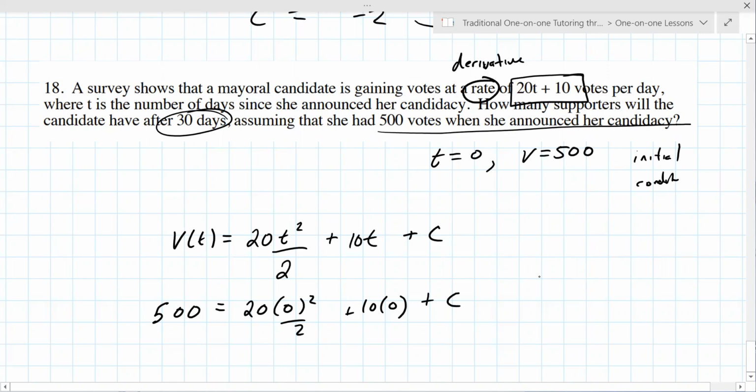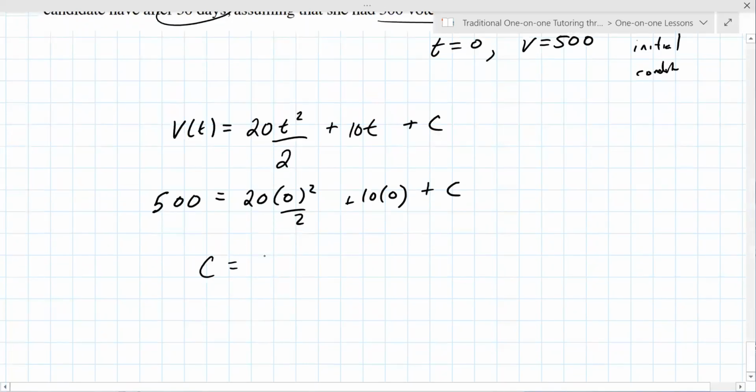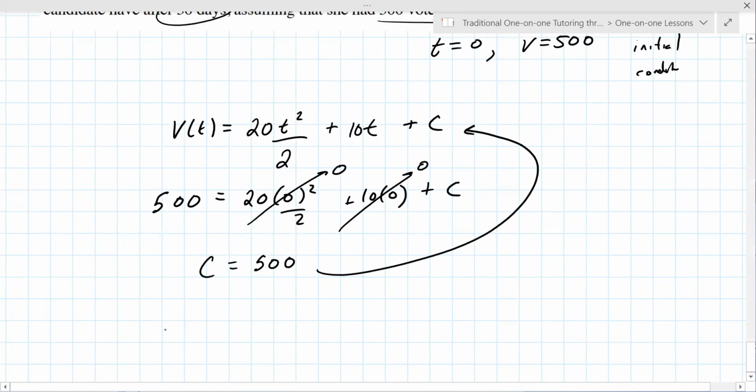Because you don't want to take a chance that you get the wrong quantity, because you think, oh, c is always the initial condition. It's not always. So 0 plus c, but these are both 0. Okay, so that goes back in here. So the votes as a function of time is 10t squared plus 10t plus 500.